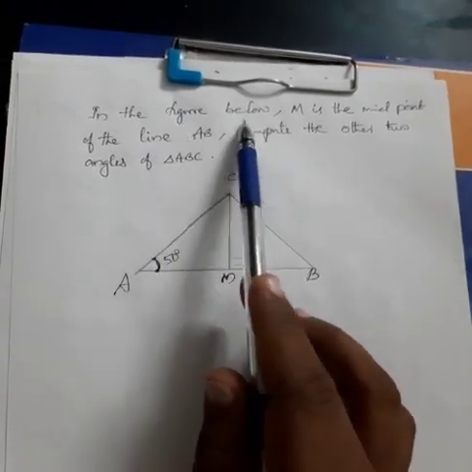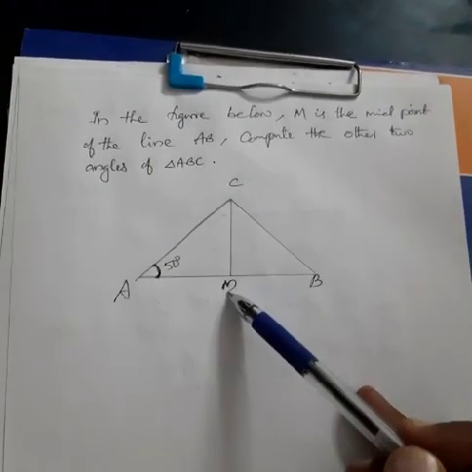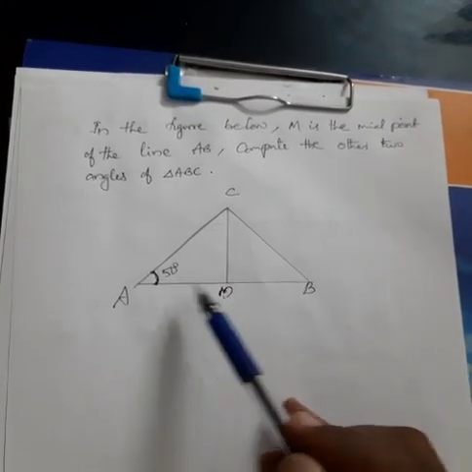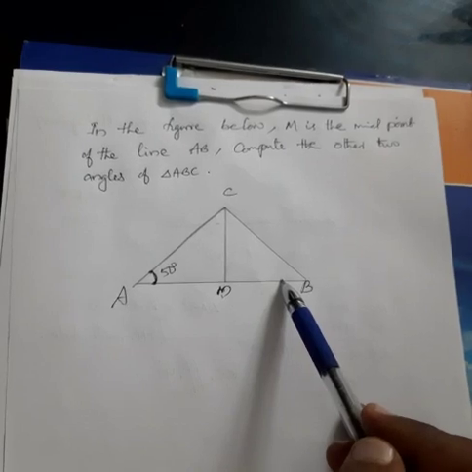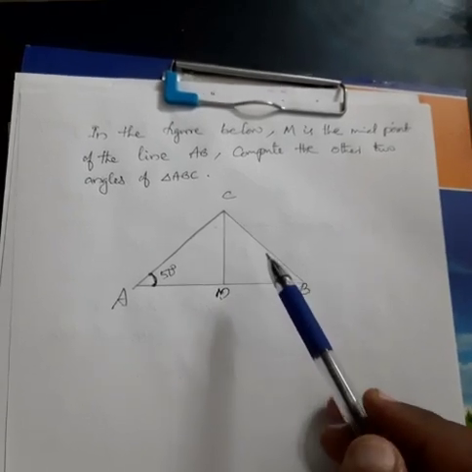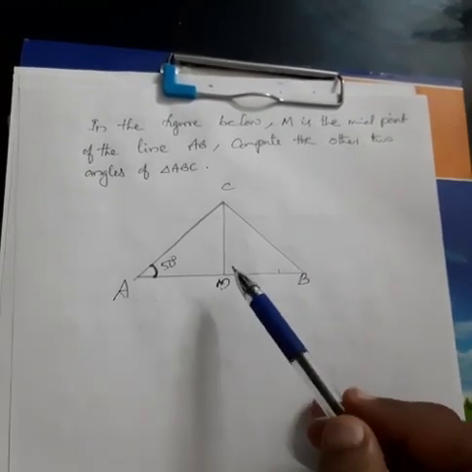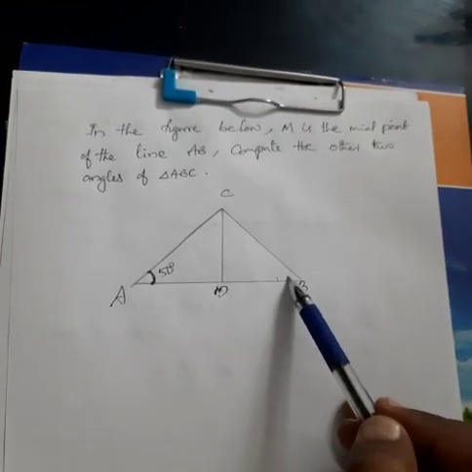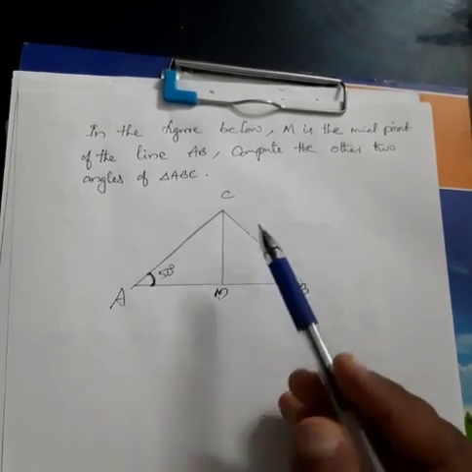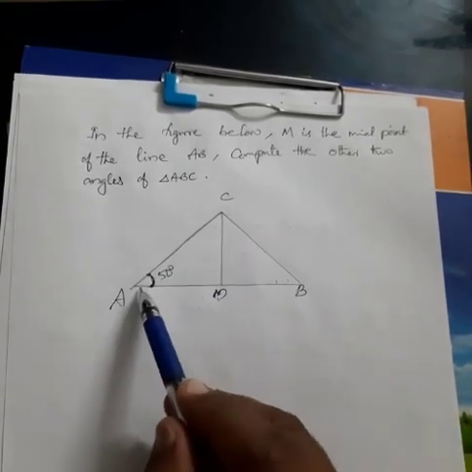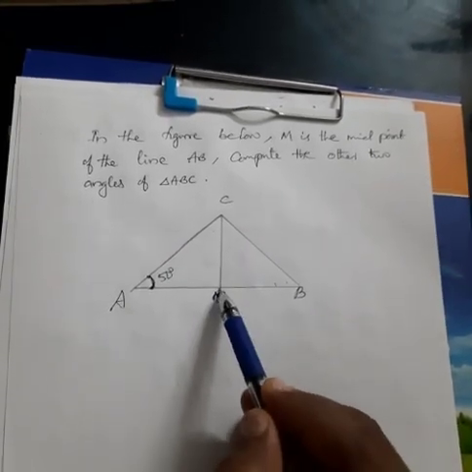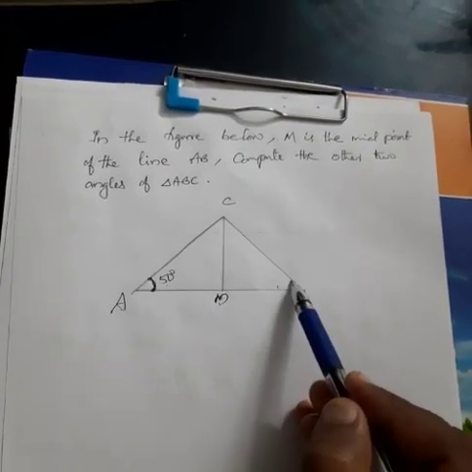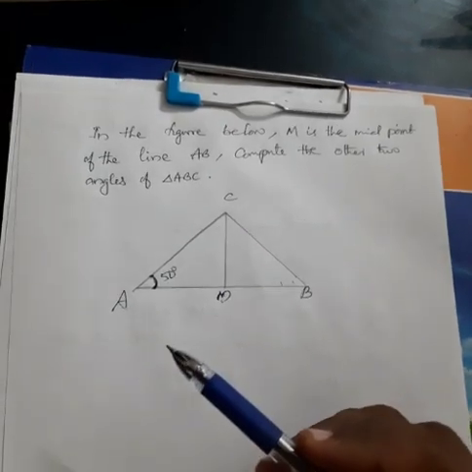In the figure below, M is the midpoint of the line AB. M is the midpoint of AB. Compute the other two angles in triangle ABC. Angle A is given. You have to find out angle B and angle C. So in this figure, AB is the line, M is the midpoint, and angle A is given. You have to find out angle B and angle C.